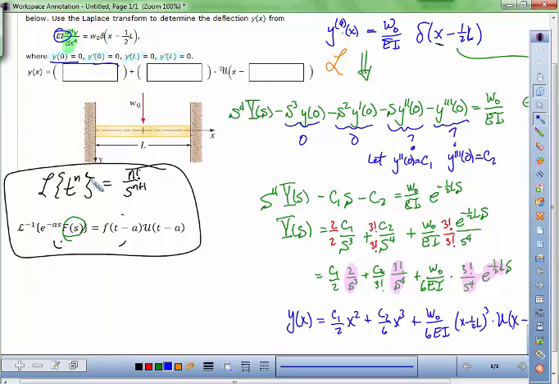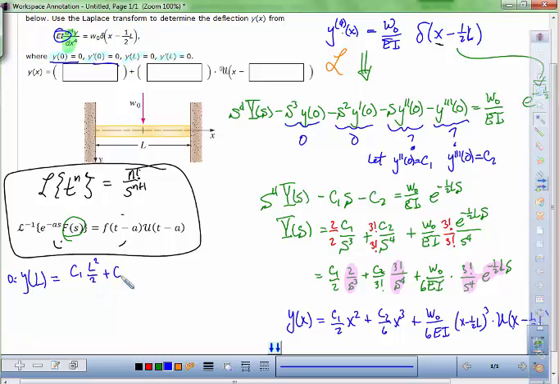So we have this information. We have y using the boundary, the other boundary. We have y of L is equal to 0. And what happens when we put L in for x? We're going to get C1. This is going to be L squared over 2, plus C2, L squared over 6. L cubed over 6.